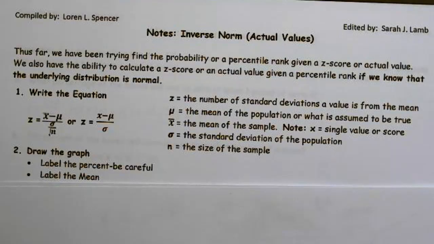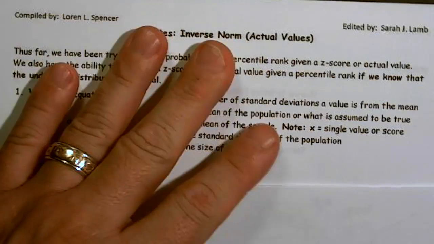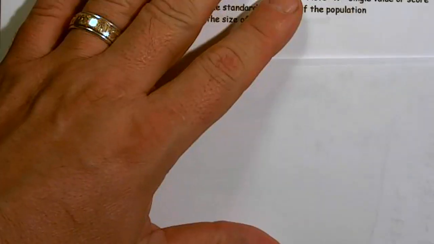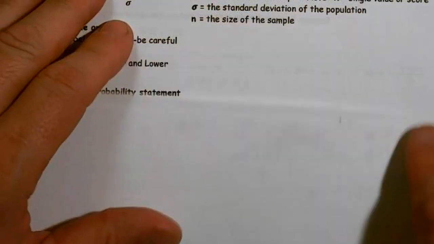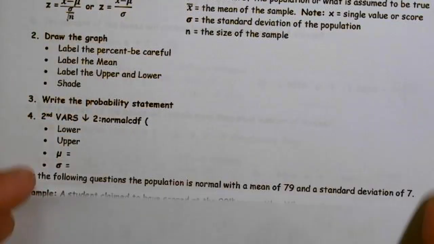Okay, so in the previous video, we were working with the inverse norm function of the calculator where they gave you a percent or percentile rank, and we were trying to calculate a z-score. Well, here we're going to not just calculate a z-score, we're going to calculate actual values. This requires a little bit more work shown, but we're going to go to the same place on the calculator, and it's actually pretty nice. It works pretty well. So here we go.